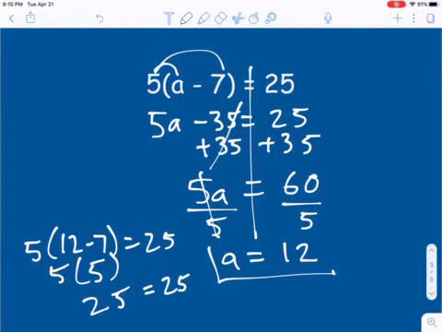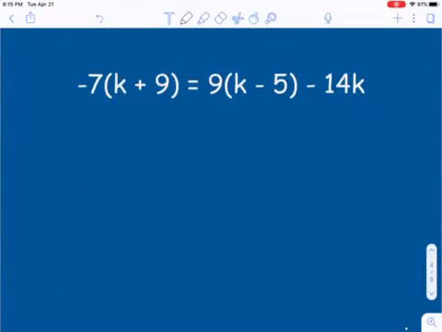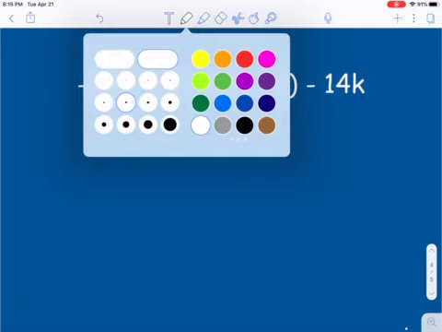So a equals 12 looks like a reasonable answer to me. All right, last problem here. All right, so this is kind of ugly. So we'll multiply it out, and then I think we're going to color code it. So I'm going to do that as we multiply it out.